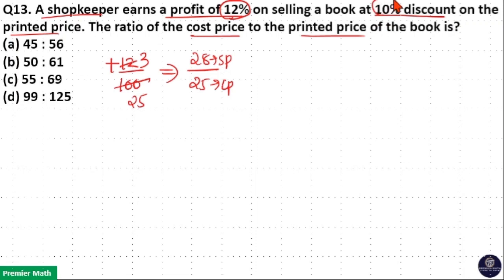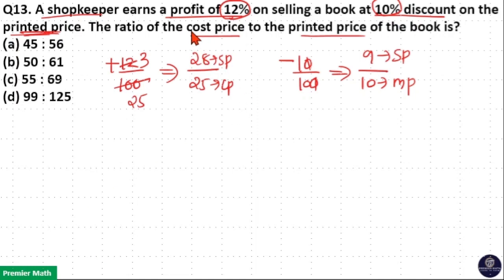Now there is a 10% discount on the printed price. Discount is on the printed price. Now discount means minus. So 10% means 10 by 100. Now minus 1 by 10 means if 10 part is the printed price, because discount is on the printed price, if 10 part is the mark price or printed price, that means price tag, then 10 minus 1, 9 part is the selling price. If 10 part is the price tag, then 9 part is the selling price.